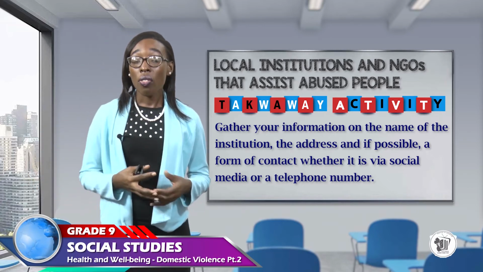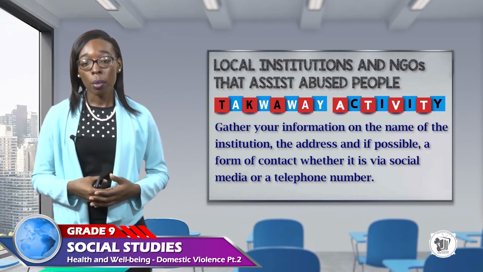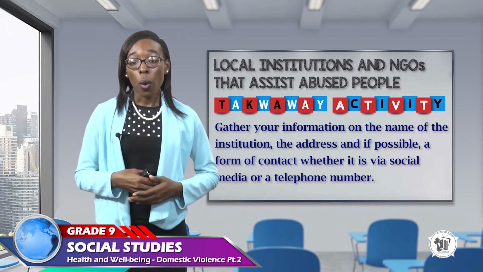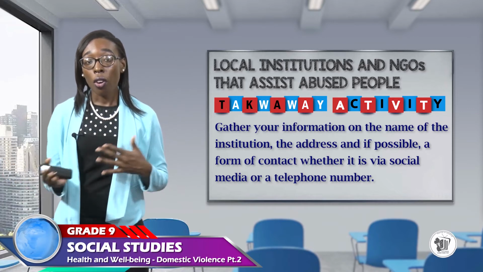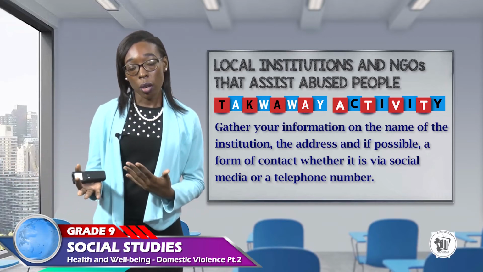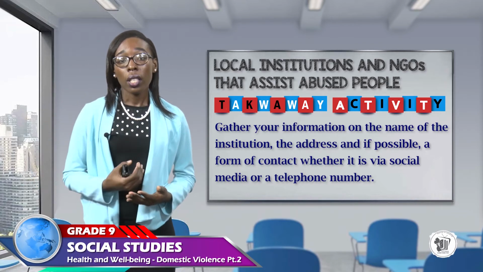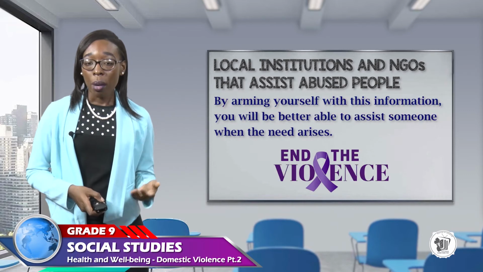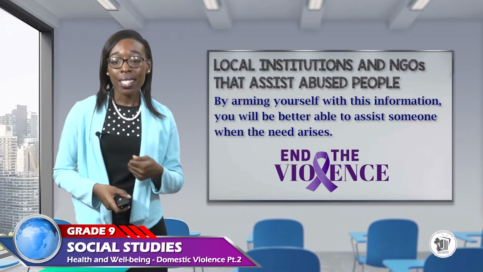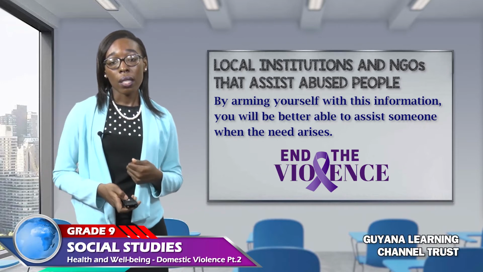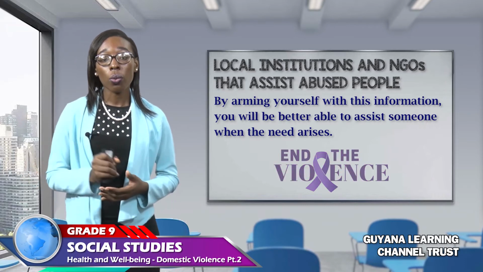Gather information on the name of the institution, the address, and if possible, a form of contact, whether it's via social media. It could be that they have a Facebook account or an Instagram account or even a Twitter account. Or the organization or institution may have a telephone number that you can actually call. By arming yourself with this information, you will be better able to assist someone when the need arises. And you will see how this ties in very nicely into the topic that we're going to move into.